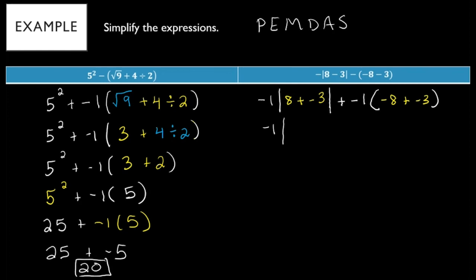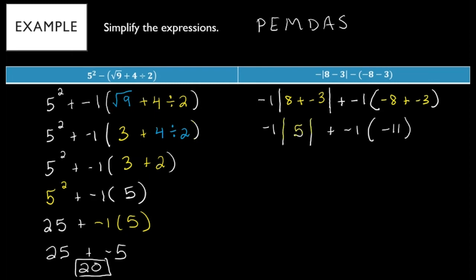So I've got my -1 and then the absolute value. And then 8 plus -3, same as 8 minus 3, which is 5. Then plus -1, parenthesis, -8 plus -3 is -11. Now, not written anywhere in the order of operations is the action of actually doing the absolute value.